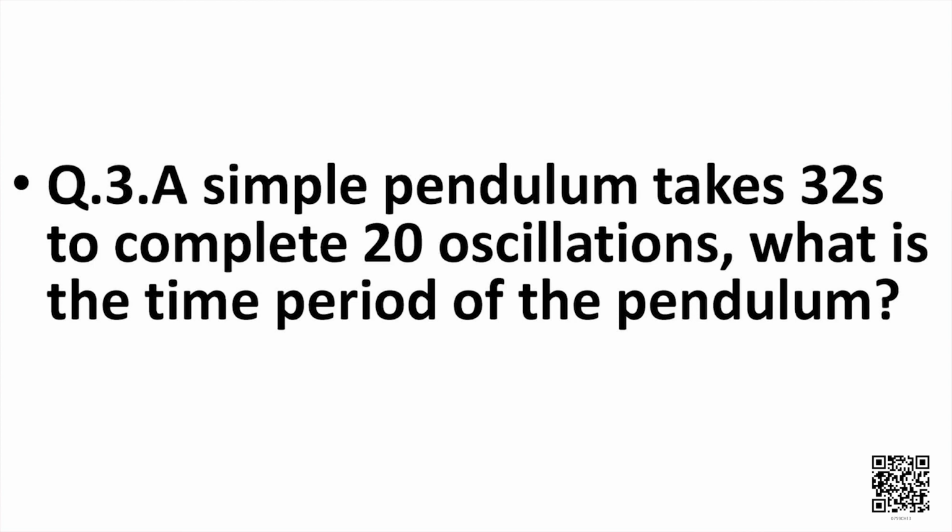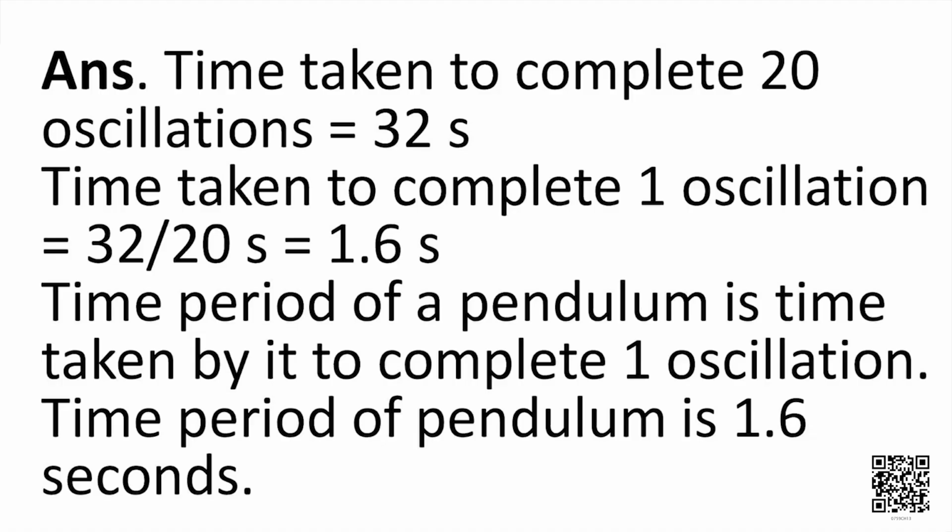Now moving on to the third question, that is, a simple pendulum takes 32 seconds to complete 20 oscillations. What is the time period of the pendulum? So students, to solve these type of questions, what do we do first? We first write the data that is given to us in the question. So we will write the data, that is 20 oscillations, and the time is 32 seconds. So by virtue of the simple formula, we know that the time taken to complete one oscillation is equal to 32 divided by 20, that is 1.6 seconds. So time period of a pendulum is the time taken by it to complete one oscillation. Hence we can say that in 1.6 seconds the pendulum completes one oscillation.